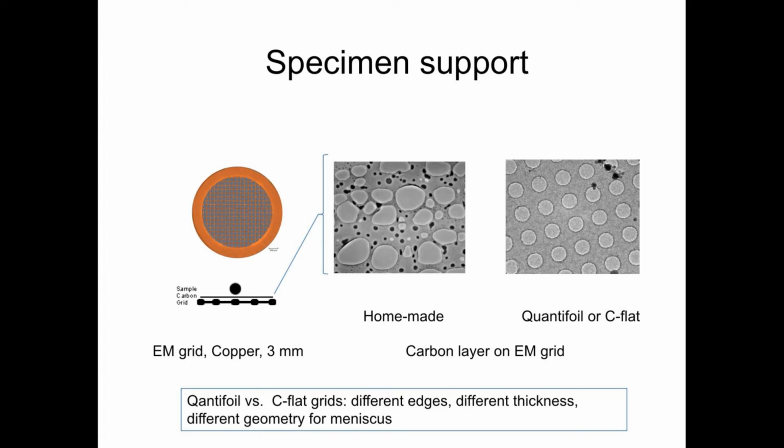There is something else, C-flat grids. I don't know, maybe they came out of Scripps or somewhere else, but they have different kinds of edges, different thickness, different geometry, and that's all important for the control of the meniscus at the edge.